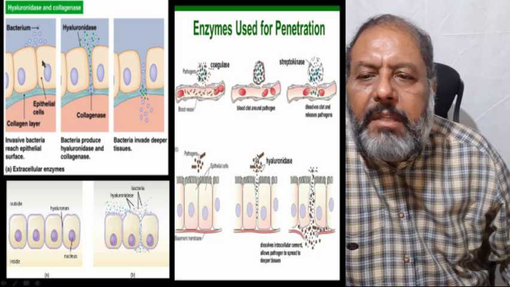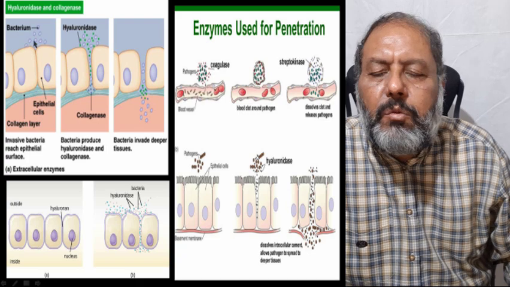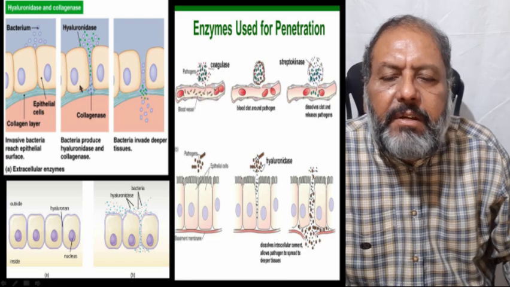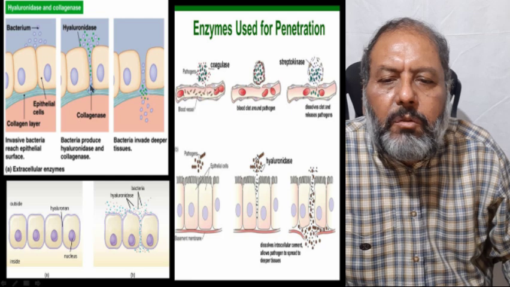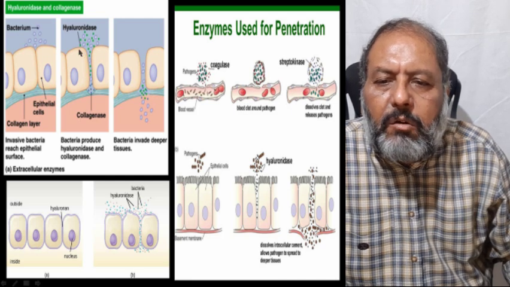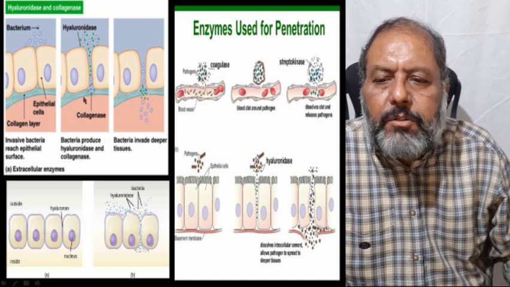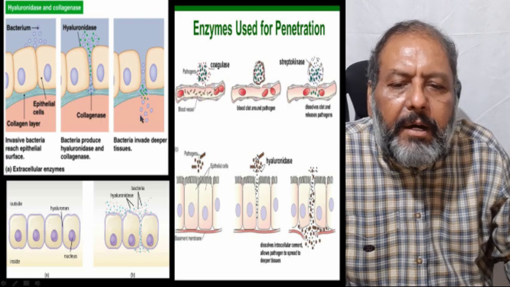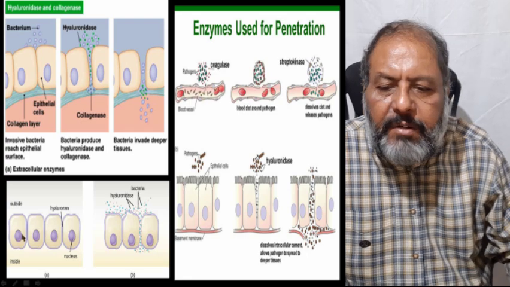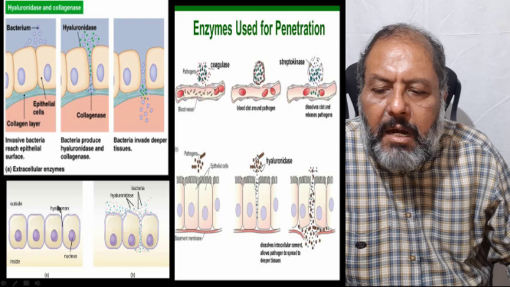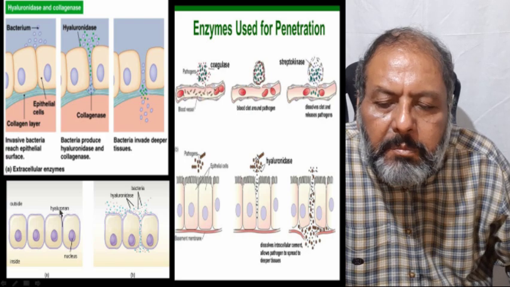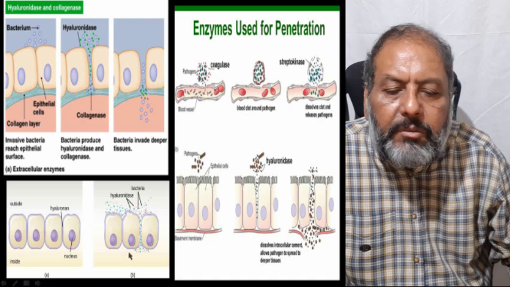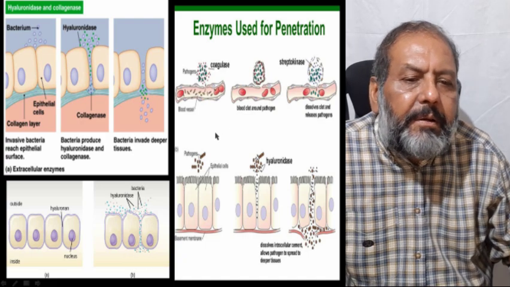Here one can see the epithelial cells and the bacterium, with the enzyme hyaluronidase, getting entry into this tissue. Here the collagenase works to destroy the collagen fibers. Here the hyaluronic acid is destroyed, and the end result is the entry of the bacteria into the deeper tissues, and these are invaded. Here again one can see the outside, and the bacteria using the enzymes hyaluronidase and collagenase getting inside the tissues, and they are capable of causing deeper infection.